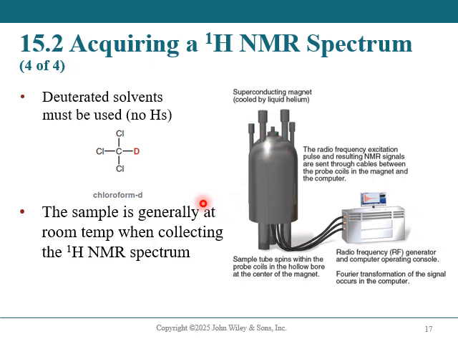An example of a deuterated solvent will be chloroform-d. So as you can see, no hydrogens, no protons. The sample is generally at room temperature when collecting the proton NMR spectrum. So the sample doesn't have to be at super low temperatures, it's just the magnets.